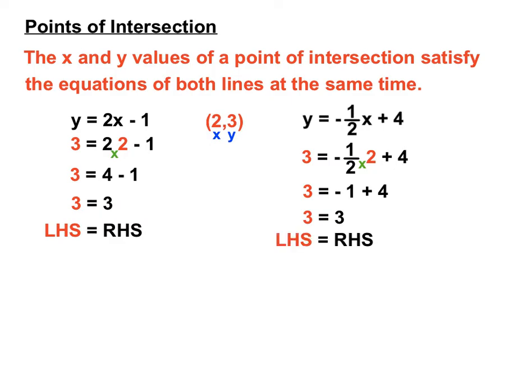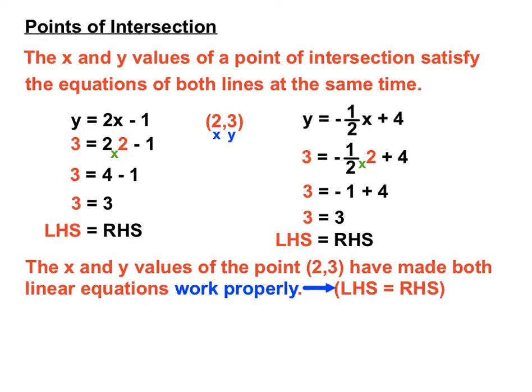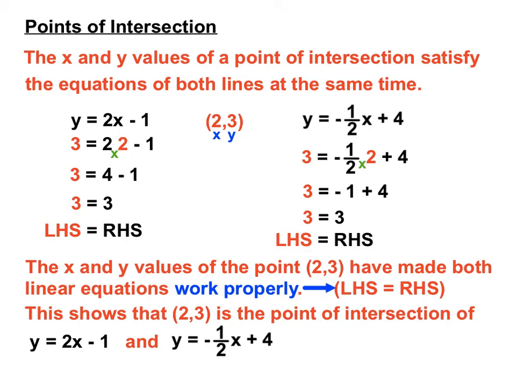So what have we shown there? Well, we've substituted the x and y value from the point into each of the two equations, and in both cases they've made mathematical sense. We've got 3 equals 3 here, which makes a lot of sense, and 3 equals 3 was the simplified version of the right-hand side. So what does that mean for us then? Well, we've shown that the x and y values of that point have made both linear equations work properly. They've made the left-hand side equal the right-hand side in both cases. Another way of saying that is that we've really shown that the point 2, 3 is the point of intersection of y equals 2x minus 1 and y equals minus a half x plus 4. Those were two lines, and that point 2, 3 was special in both cases. That point lay on both lines at the same time. It satisfied both equations. Visually you could see that they crossed each other at 2, 3, but we've shown using algebra that that point worked beautifully with both equations of the lines at once.